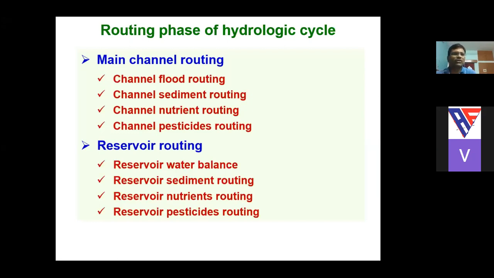recycling in the watersheds. The next component, other than the land phase, is the routing phase. In the case of routing, there are two basic things: main channel routing and reservoir routing. These are further subdivided into channel flow routing, channel sediment routing, channel nutrient routing, and channel pesticide routing. In case of a reservoir, there is reservoir water balance, reservoir sediment routing, and reservoir nutrients and pesticides routing. So basically these are the important components.